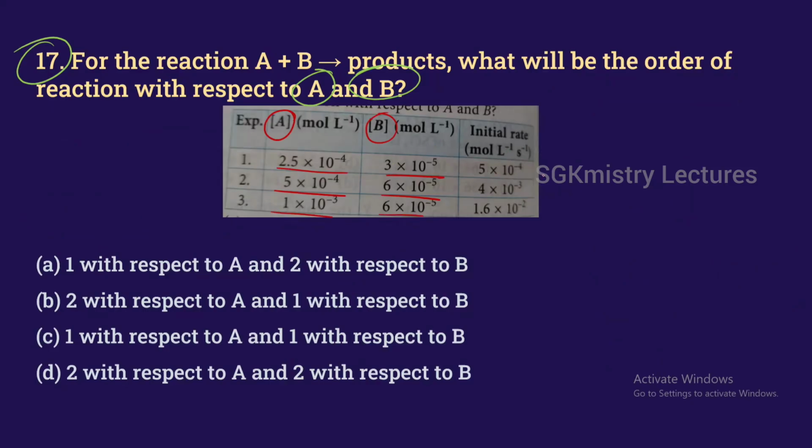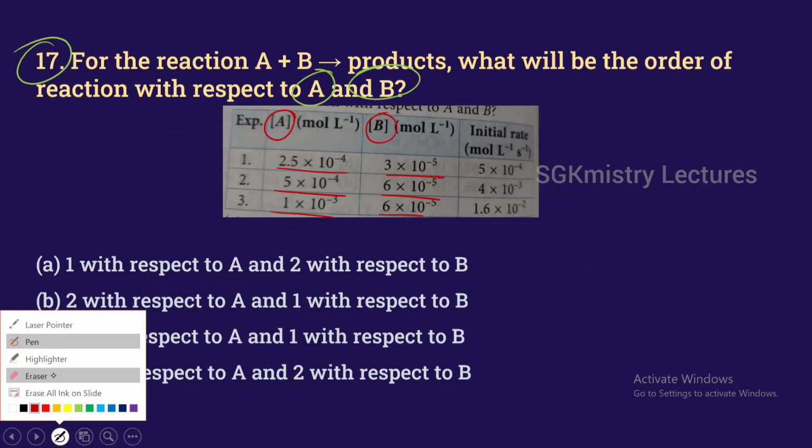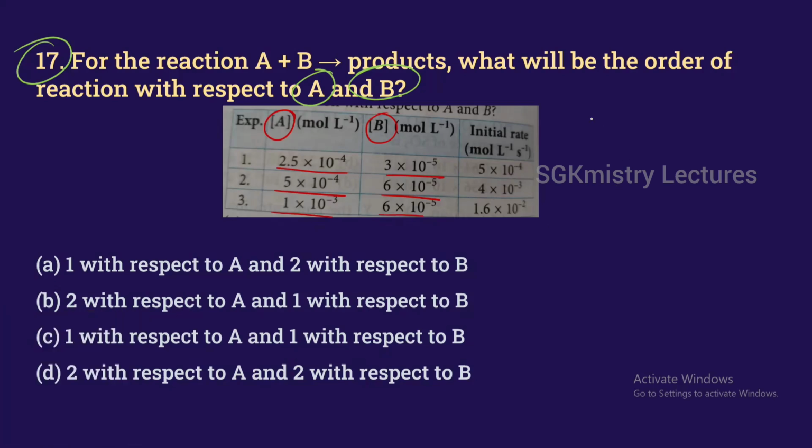Okay. Now, let us try to write a simple equation because we don't know the order of both of them. Like we don't know what is the order with respect to A as well as what is the order with respect to B. So let us take it as X and Y. So rate is given as K into A to the power of X into B to the power of Y. So we have to find out what is X and Y.